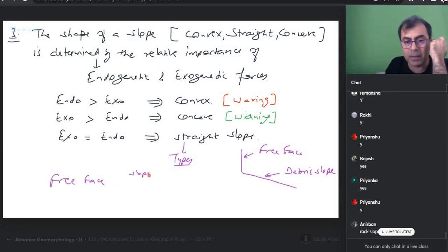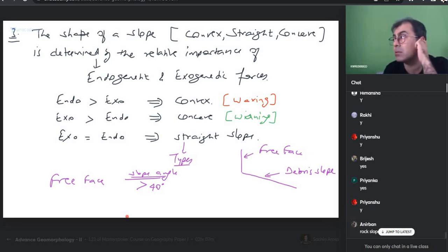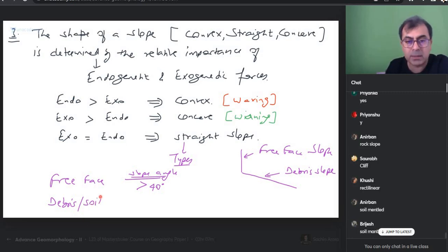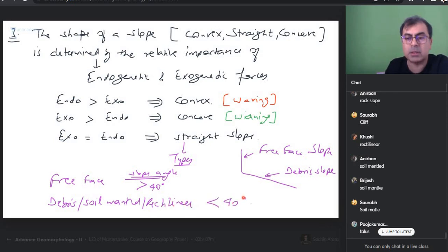If the slope angle is greater than 40 degrees, it will be free face. Free face or rock face? Why rock face? Why rock face? Because it is so steep that the sediments will not stop over here. Yes? Rock slope, perfectly. And what is debris slope? Debris slope को हमने क्या नाम दिया था? Debris slope, rectilineal, soil mantle. If the angle is less than 40 degrees.